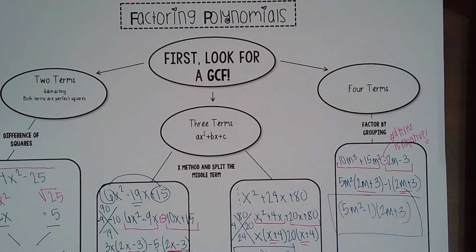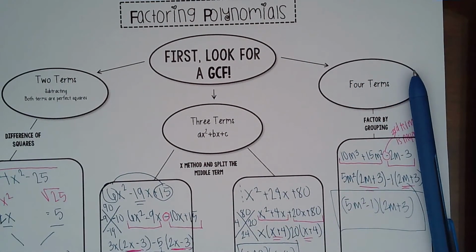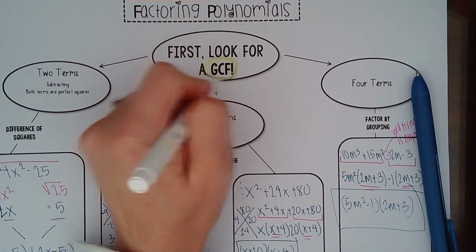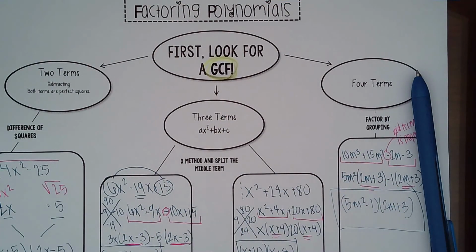And that is your review for factoring polynomials. But just remember, guys, you must look for a GCF first. Look and see, are any of them divisible by the same thing, and divide by that number.